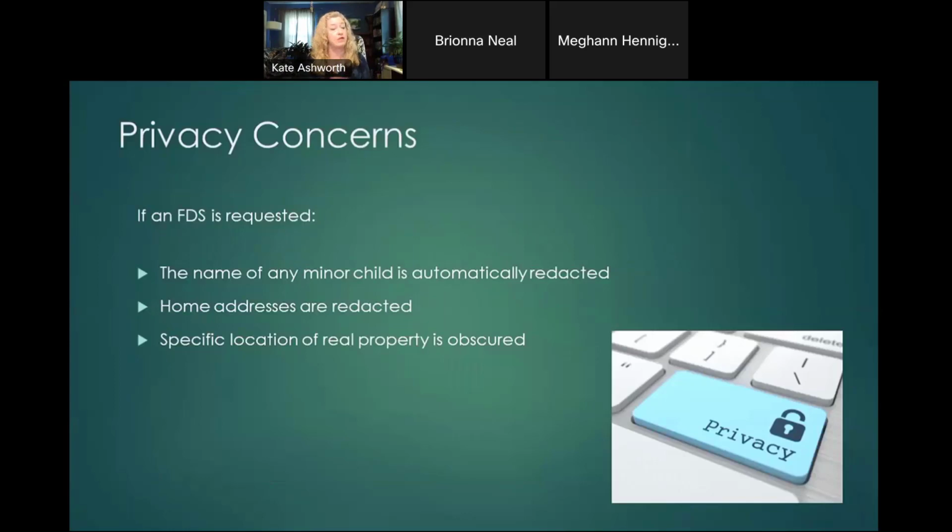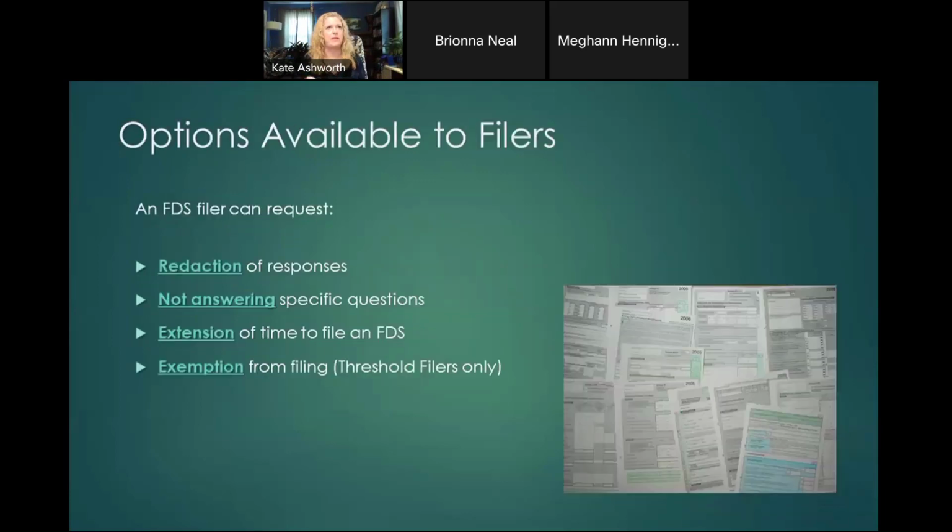Sometimes people get concerned about their privacy because financial disclosure forms are technically a publicly available record. They are requestable. So if your FDS is requested, the names of minors are redacted, home addresses are redacted, and they don't even have to name the specific location of property that's listed in the FDS form. And those are automatic things in place to help ensure privacy of people. All right, so people sometimes get a little concerned about that.